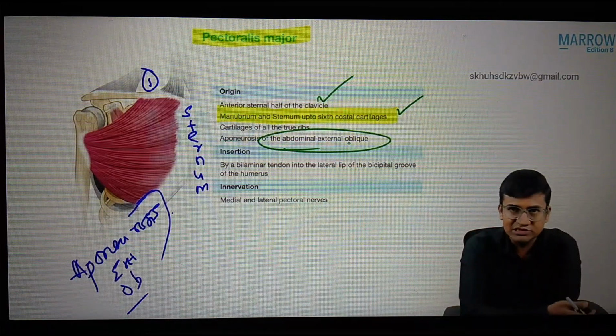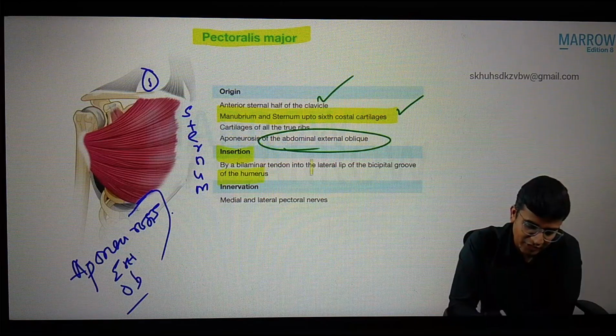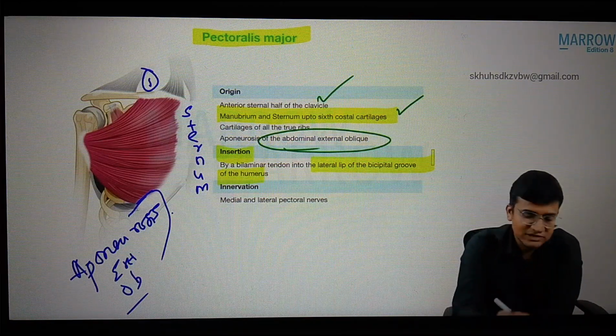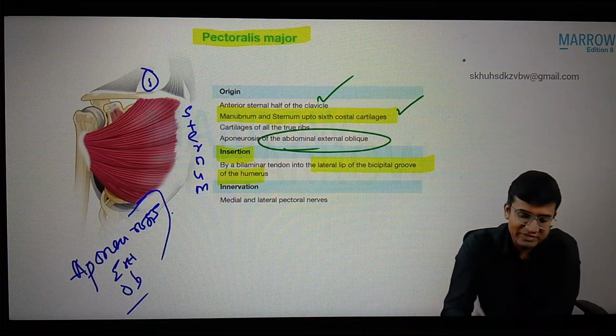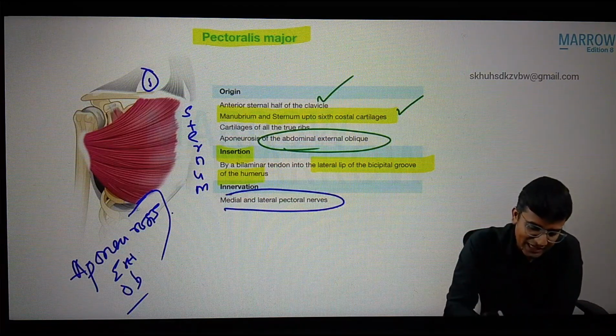Insertion you have to know. Just now I told you, lady between the two major: lateral lip of the intertubercular sulcus. Nerve supply: pectoralis major is a hybrid muscle supplied by the medial and lateral pectoral nerve.